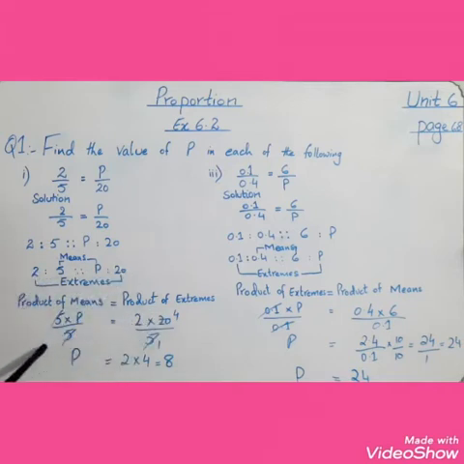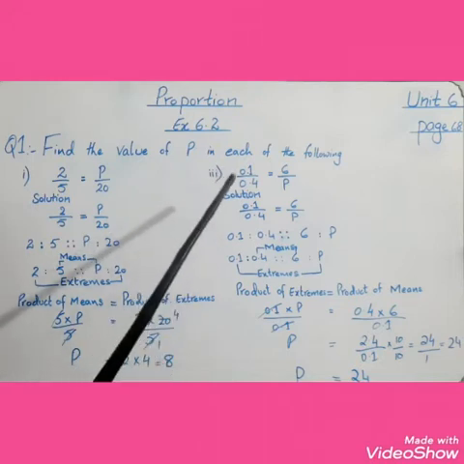Right, friends? Now divide 5 on both sides. 5 times 1 is 5, 5 times 1 is 5. Just P is left. 5 times 4 is 20, so 2 times 4 is 8. So the value of P is equal to 8.